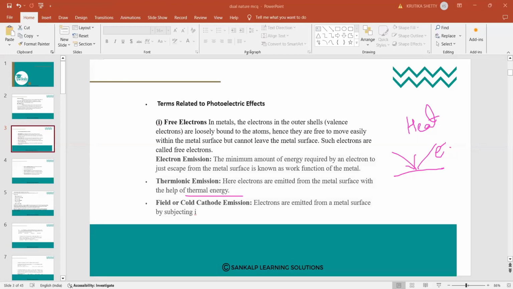Is it clear? Free electrons, electron emission, thermionic emission. All three definitions are clear to you. This lesson is 99% theory only.